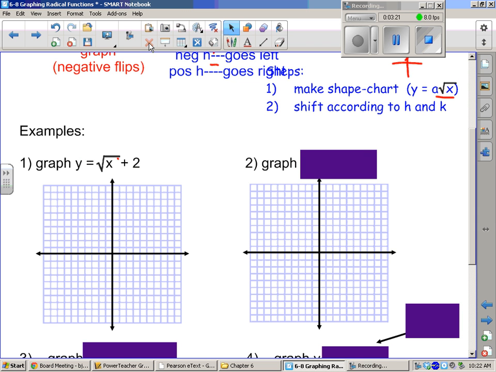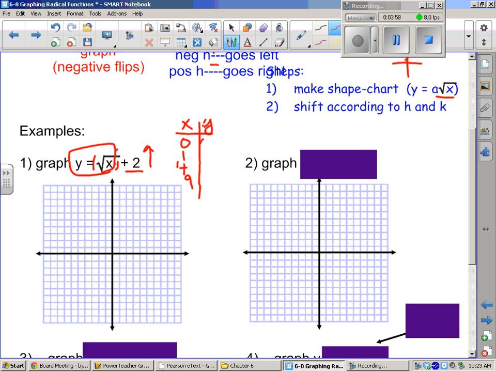Okay, so the graph, here's our shape. Right here. So the A is 1 because there isn't anything out there. Right, there's a 1 there, so that's not going to change. And then this is the K, so it's going to shift up. So we've got to make a T-chart for that root x thing. Now, the big thing you've got to remember for root x is because it is a square root, let's pick numbers that are perfect squares. Like 0, 1, 4, maybe 9. So the square root of 0 is 0, square root of 1 is 1, square root of 4 is 2, square root of 9 is 3.